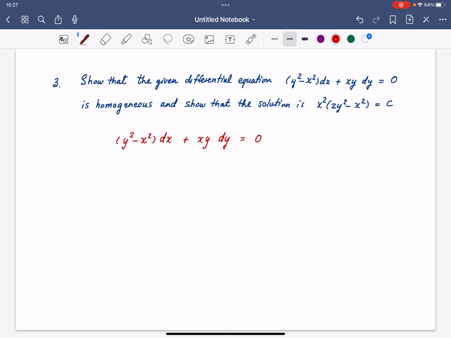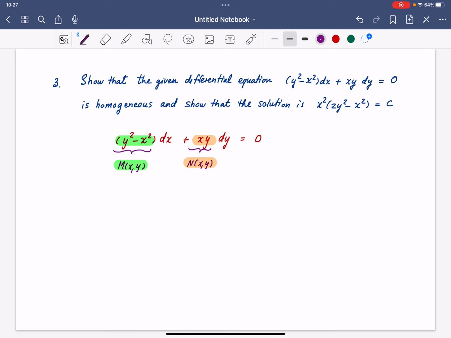Okay, this is your equation. And then this is actually your M(x,y), this is actually your N(x,y). M here is the one that I highlight in green. xy here, this is N, the one that I highlight in orange.